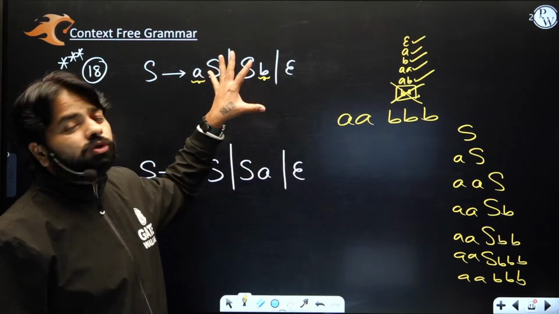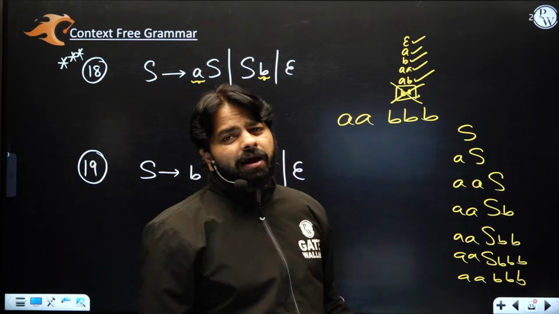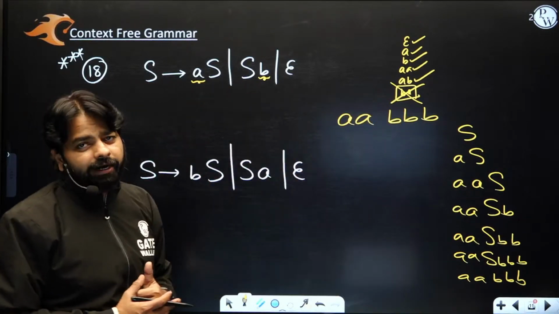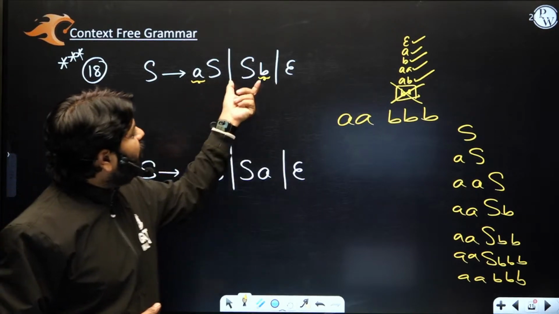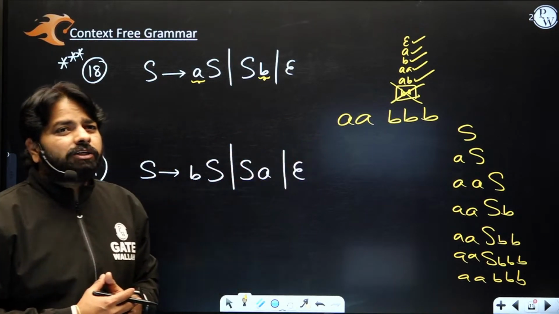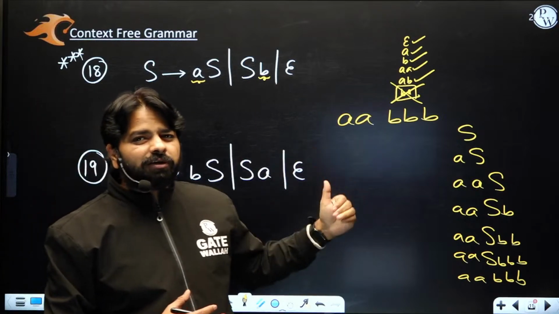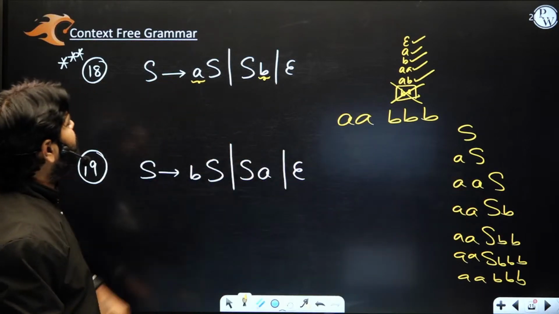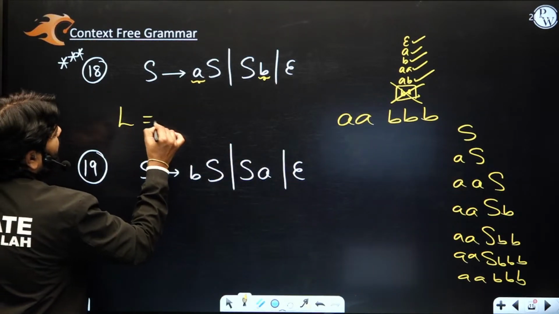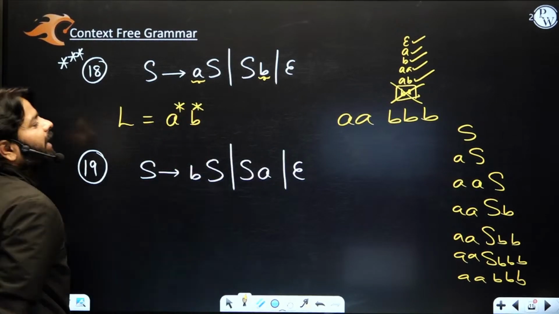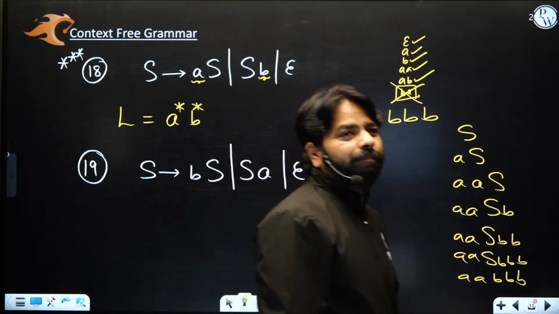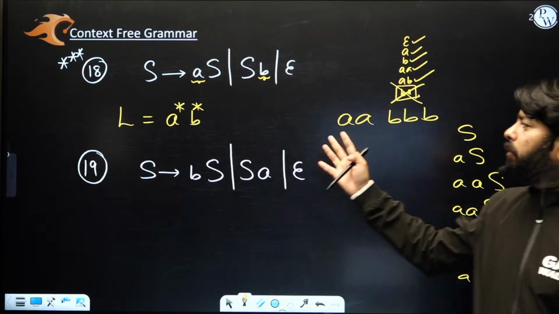So here you should understand one thing. When you look at this, BA is not possible to generate. If you go here A comes first, if you go here B comes last, but it is not possible to generate the B first then A next. So when you look at this, the language is going to be any number of A's first followed by any number of B's. So that is A star, B star. So this is the importance.